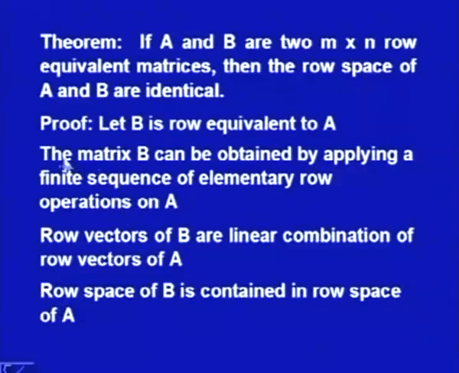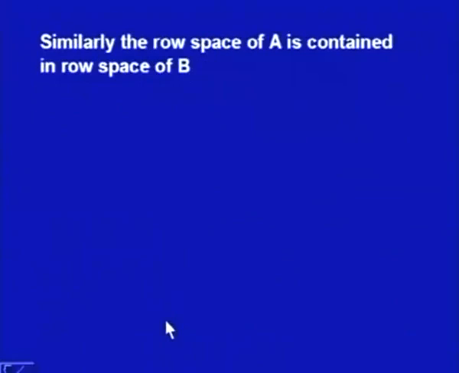Now, if they are linear combinations, that means their determinants will be, if a submatrix of B has determinant 0, then the same will happen to the other matrix also, and that is why their ranks will be the same. And the ranks being the same means their row spaces will be identical. So, the row vectors of B are linear combinations of the row vectors of A, and the row space of B is contained in the row space of A.